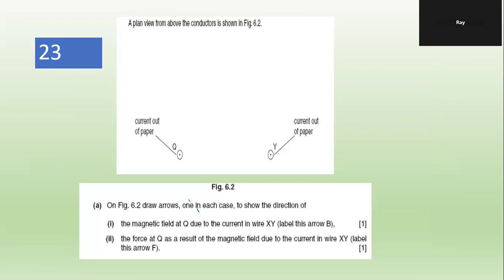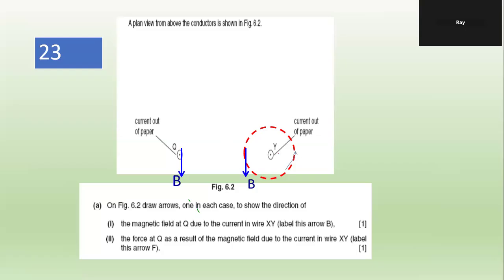Is it anti-clockwise? Draw arrows, one in each case, to show the direction of the magnetic field at Q due to the current carrying conductor. This is the one that carries the current. What's the field at Q? It's anti-clockwise, but we want to know the direction of the field at Q, meaning like north, south, east, west. Remember, it's a circle, concentric circles. So by the time it reaches Q, it is going downwards. There's a B.